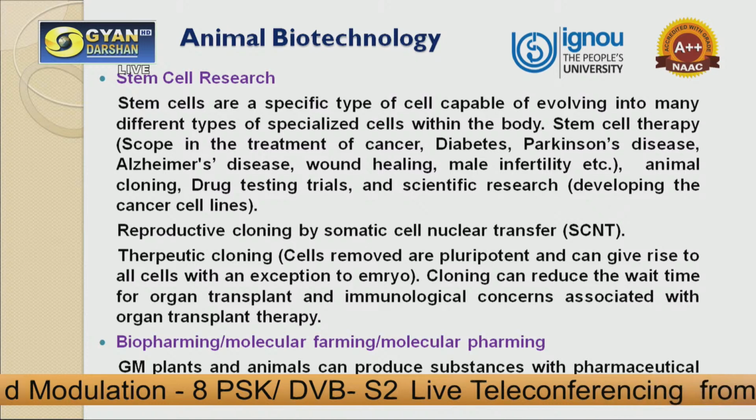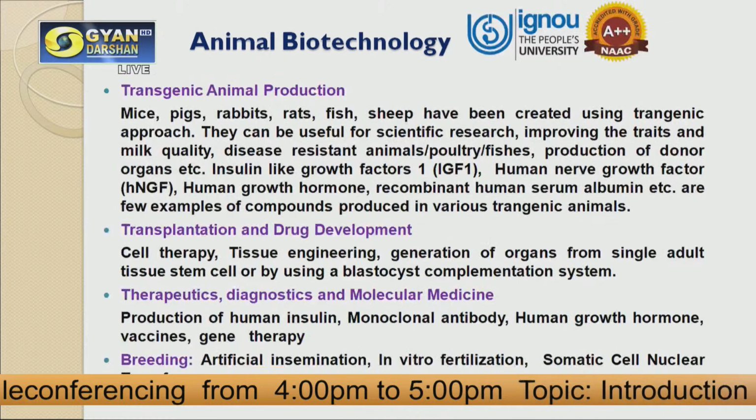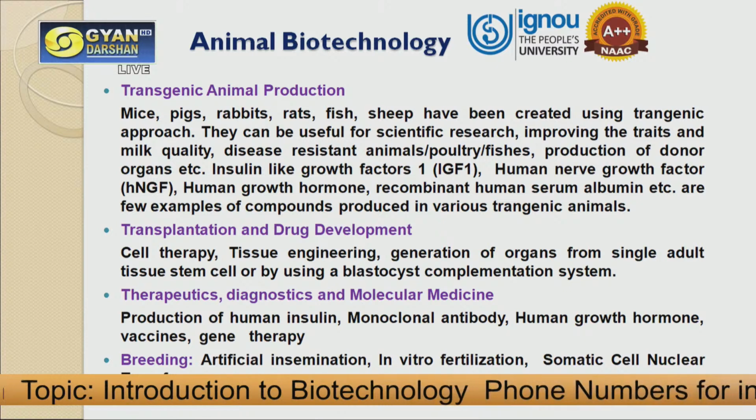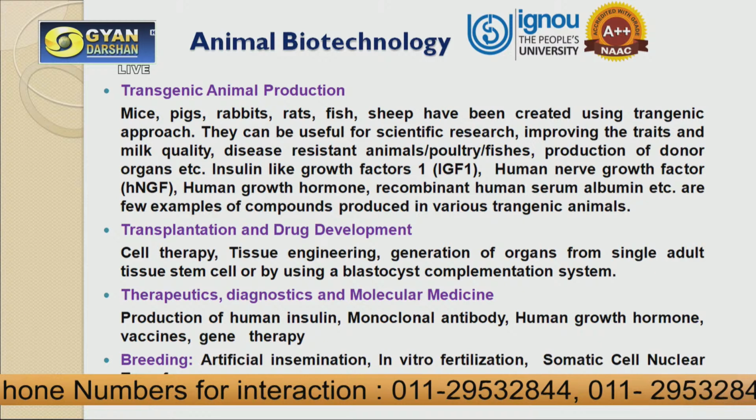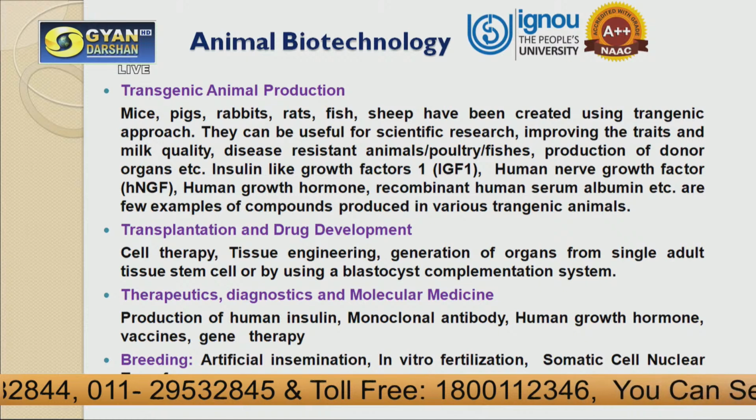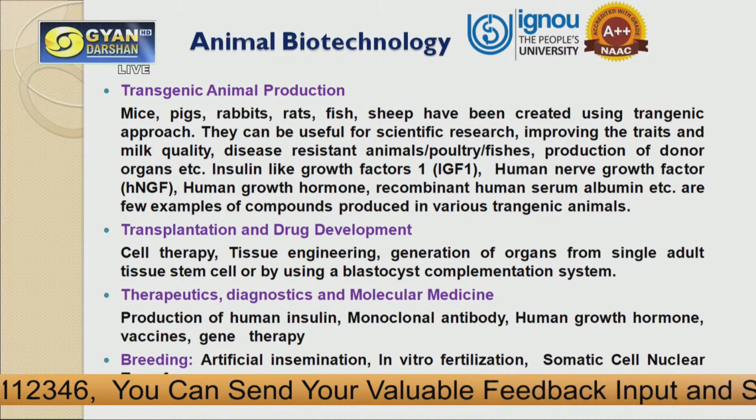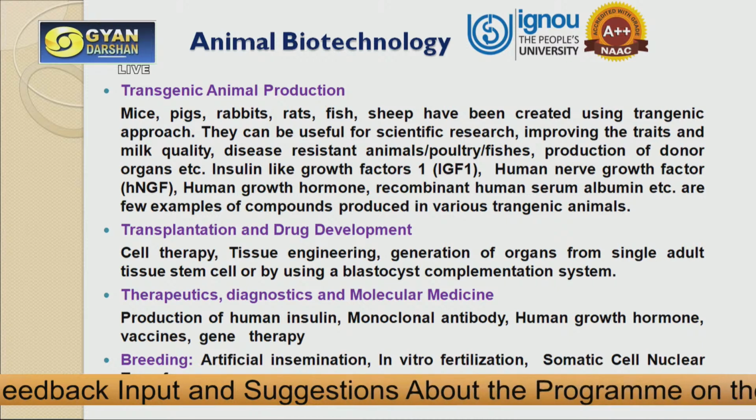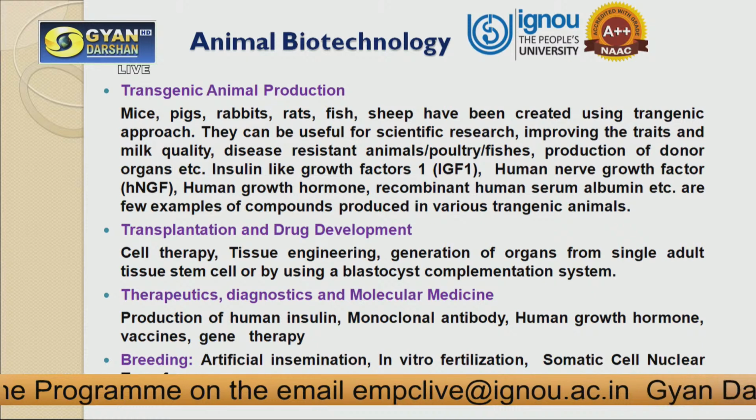Then the role of animal biotechnology can also be seen in biofarming. So GM plants and animals that can produce substances with pharmaceutical importance can be developed. Animal biotechnology also has a role in developing transgenic animals, and many such animals have been developed for research purposes, like mice, pigs, rabbits, rats, fishes, sheep, created using the transgenic approach. They can be useful for scientific research and improving traits; for example, you can improve the milk quality. You can develop a breed which is resistant to disease. That can be an animal, poultry, or fish.